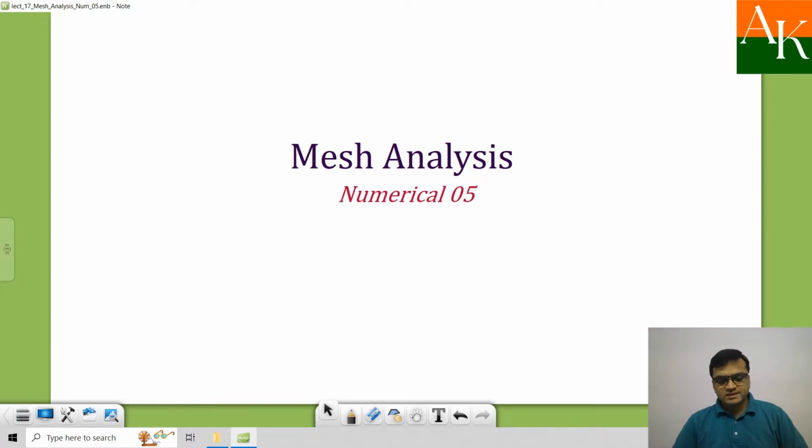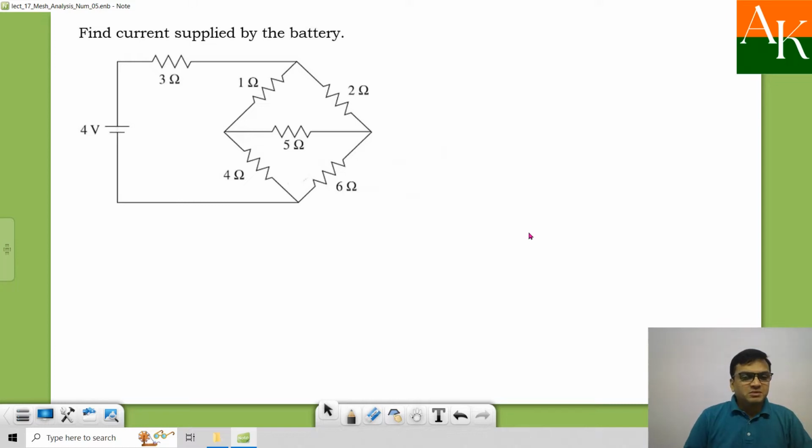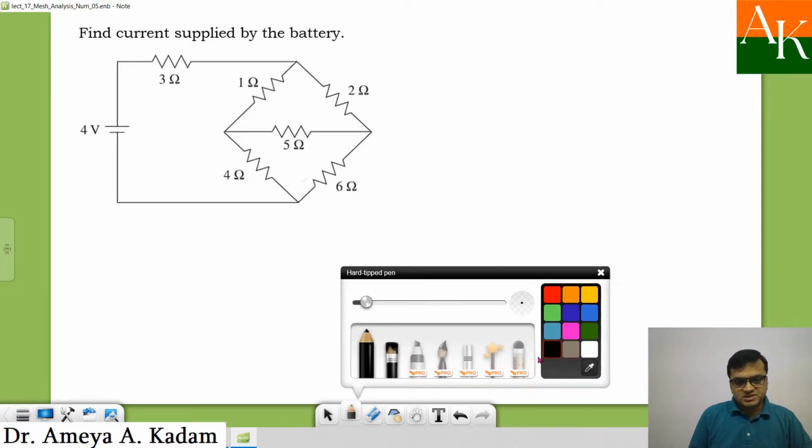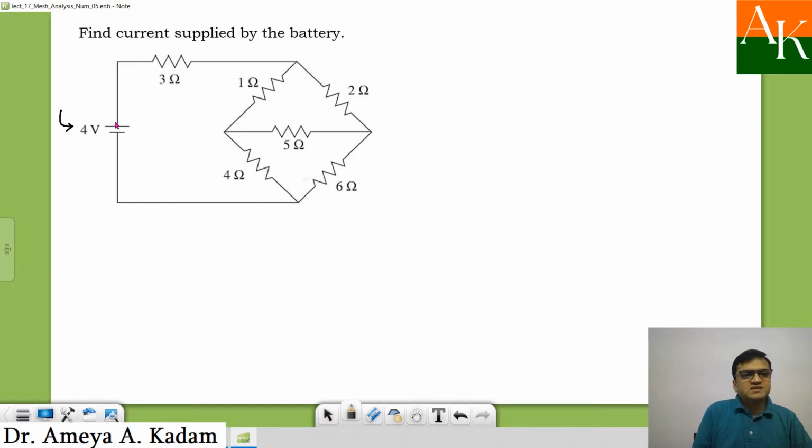Hello students, in this lecture we will see numerical number 5 using mesh analysis. The problem statement is: find current supplied by the battery. There is only one battery, the power supply over here, and that is 4 volt. So basically you have to calculate the current supplied by this battery.